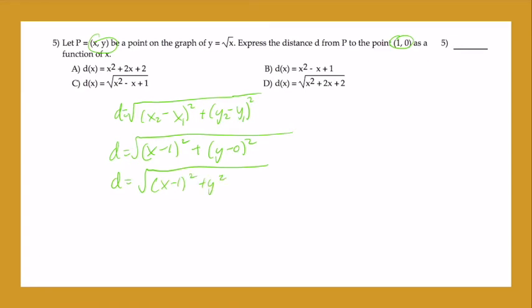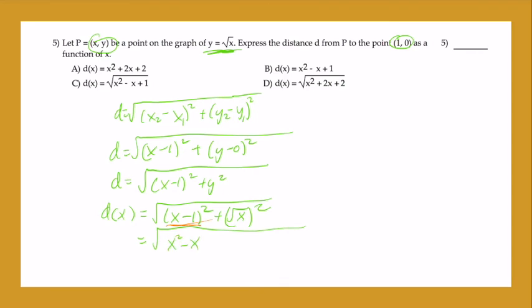And I want to have this function be in terms of x. So I'm going to have to substitute in for y, and I know y equals the square root of x. So I have distance as a function of x, which is the square root of x minus 1 squared plus the square root of x squared. So I need to go ahead and FOIL this out. So that's going to give me the square root of x squared minus x plus 1, and then the square root of x squared just gives me an x. So I'm left with the distance as a function of x is defined by the square root of x squared minus x plus 1. So my answer would be C.